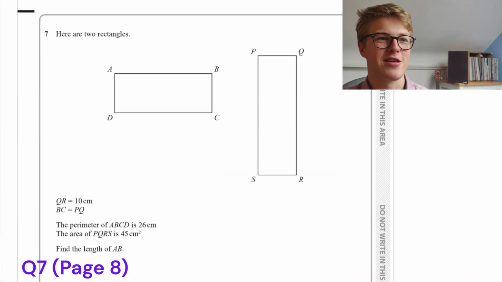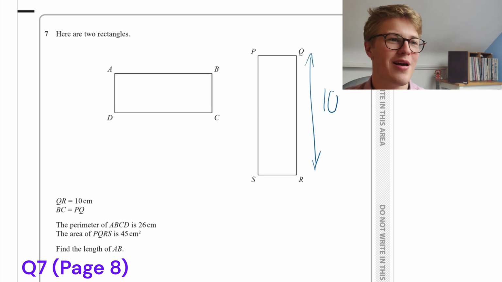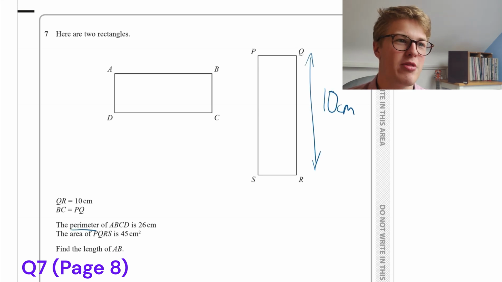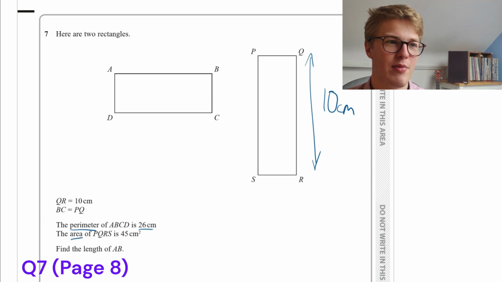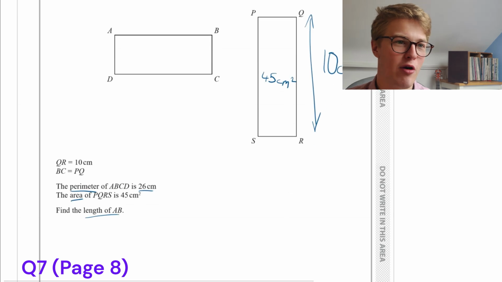Here are 2 rectangles. QR equals 10 centimetres, BC equals PQ. The perimeter of ABCD is 26 centimetres. The area of PQRS is 45 centimetres squared. Find the length of AB.